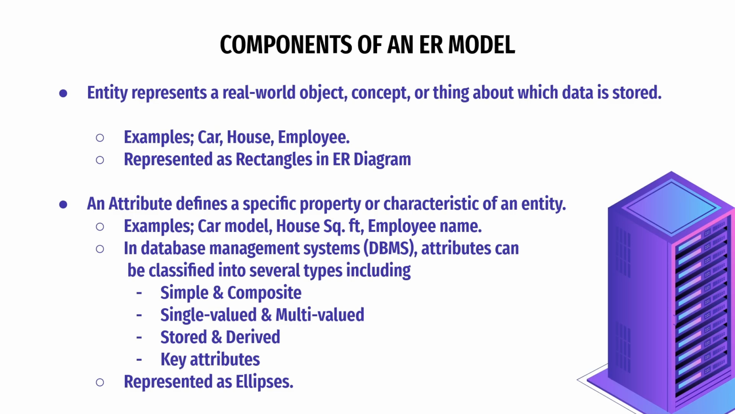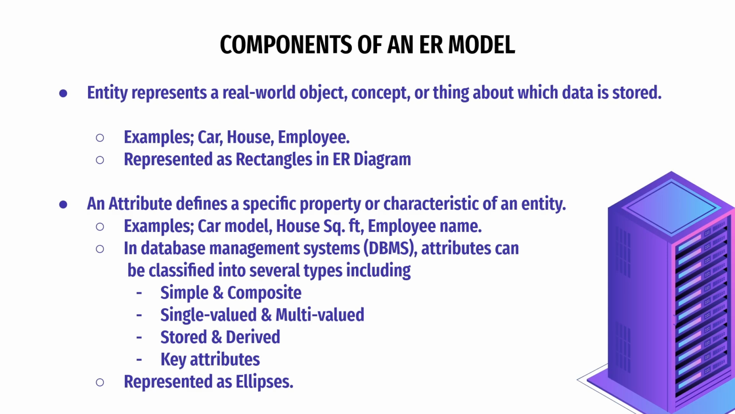Components of an ER model. Entity represents a real-world object, concept or thing about which data is stored. Examples of entity are car, house and employee. Entities are represented in rectangle symbols. An attribute defines a specific property or characteristic of an entity. For example, for the entity car, we have the attribute as car model.